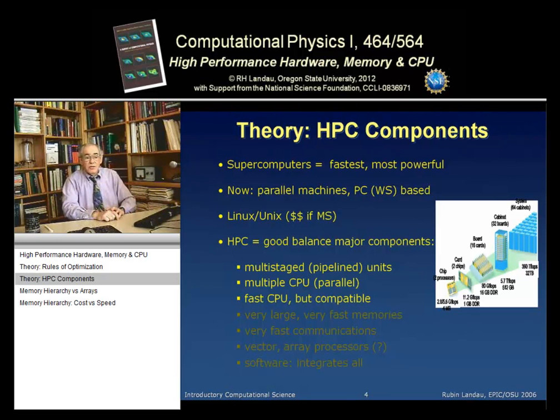A fast central processing unit is very important, but it must be compatible with the rest. So if you just go on the internet, the web, you go shopping, you look to buy the fastest CPU, it may be faster than what you'll find on the world's fastest supercomputer, but it won't give you a particularly good computer. It's just a selling point.